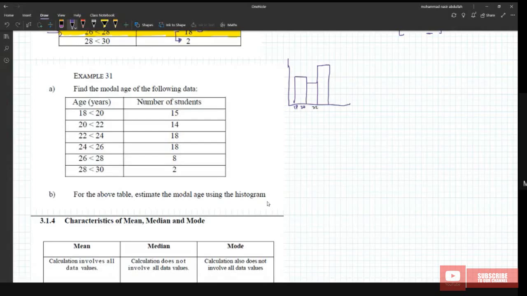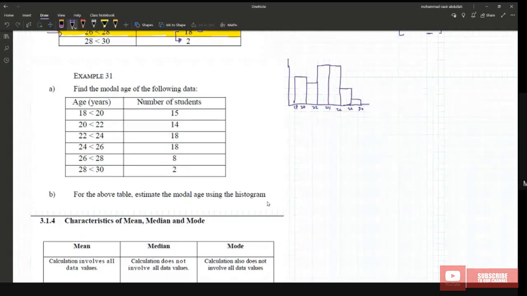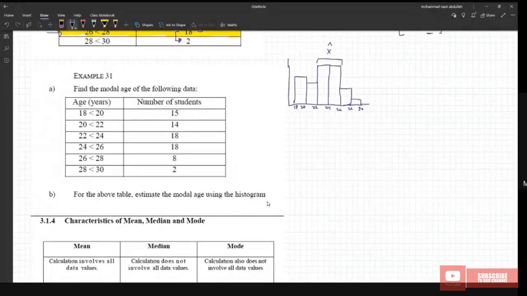24 to 26, we also have 18 frequency. And then 26 to 28, we have 8. And 28 to 30, we have 2. So by looking at the frequency histogram, we only have one mode. If we look, the two bars are joined together. So that means we only have one mode.